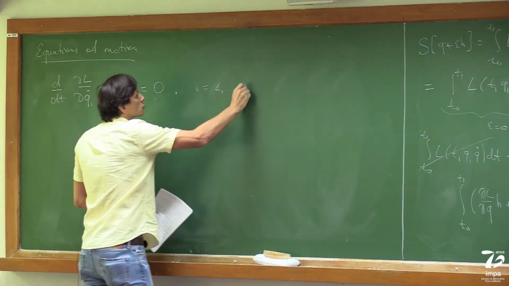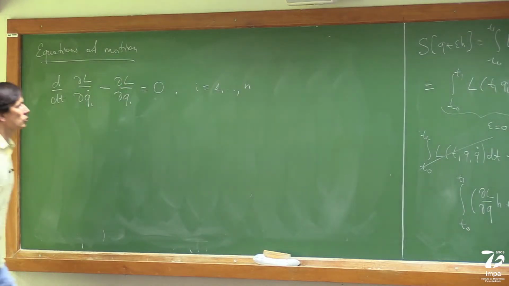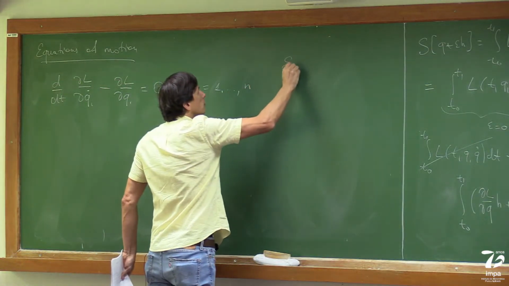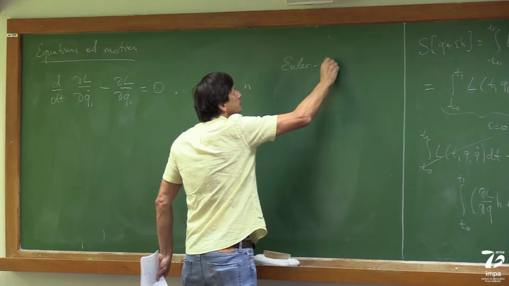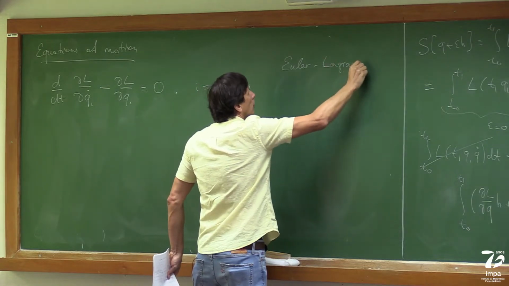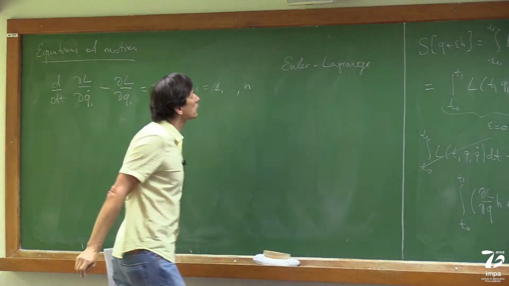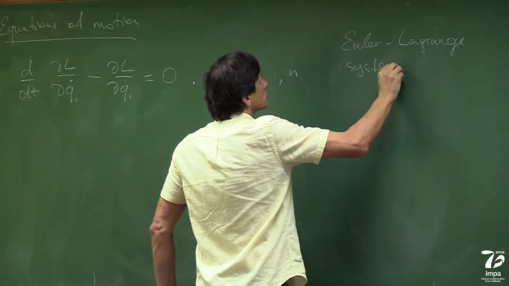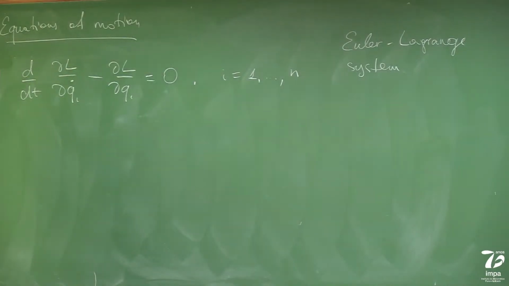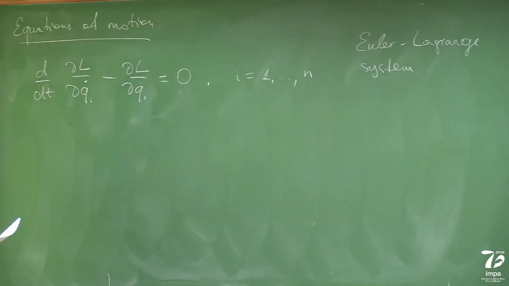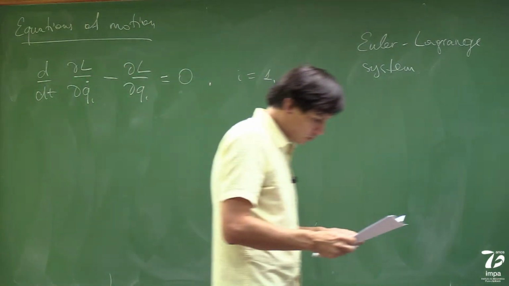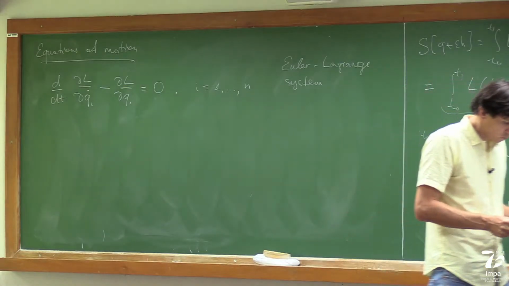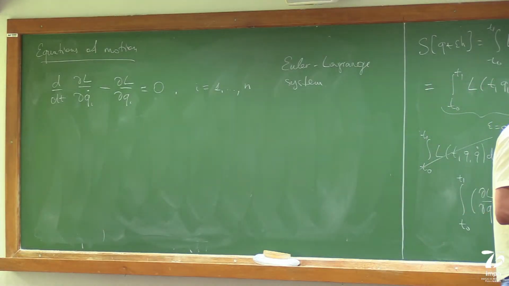And in this way, we have n equations of motion, which is called the Euler-Lagrange equations system, or system of Euler-Lagrange equations. So that's an answer to the first part.